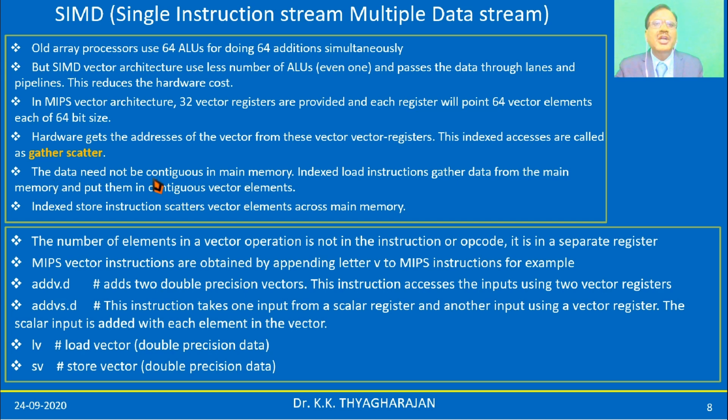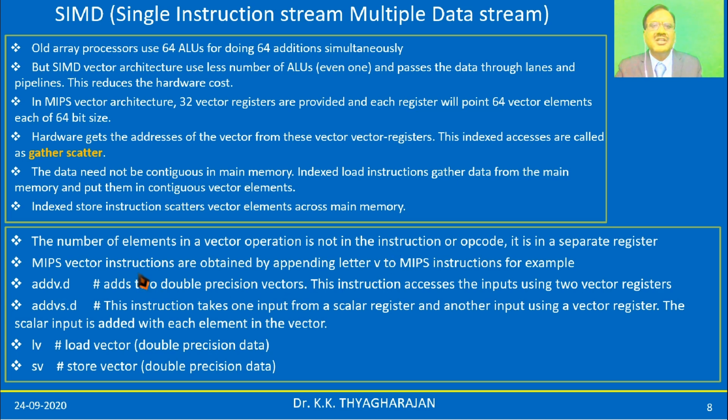The data need not be contiguous in main memory, because indexed load instructions gather data from the main memory and put them in contiguous vector elements. Similarly, the results available in the vector register will be stored in the main memory in a scattered manner. It need not be contiguous. So the number of elements in a vector operation is not in the instruction or opcode. It is in a separate register.